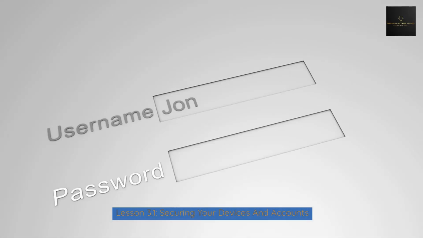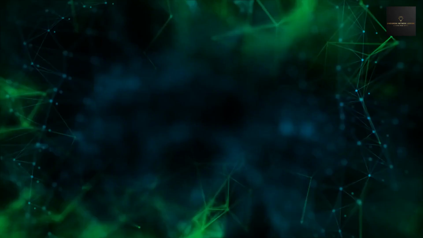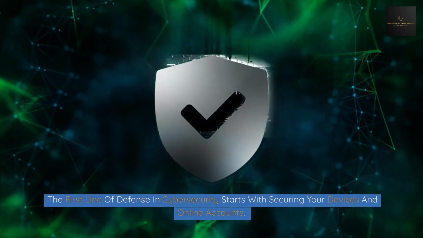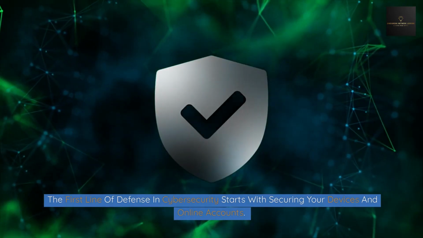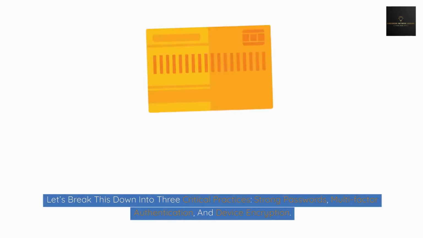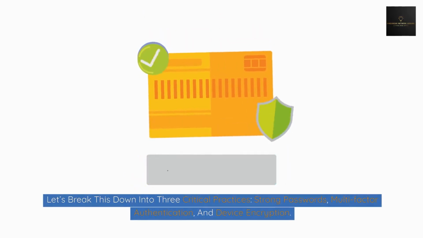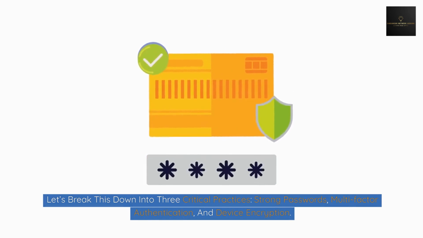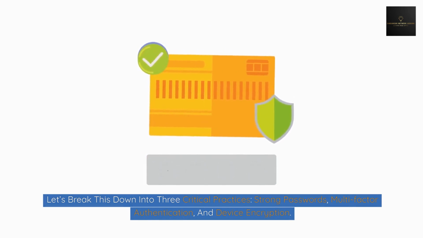Lesson 3.1, Securing your devices and accounts. The first line of defense in cybersecurity starts with securing your devices and online accounts. Let's break this down into 3 critical practices: strong passwords, multi-factor authentication, and device encryption.